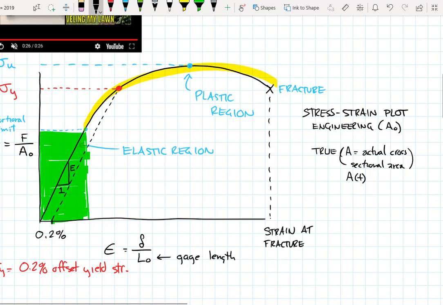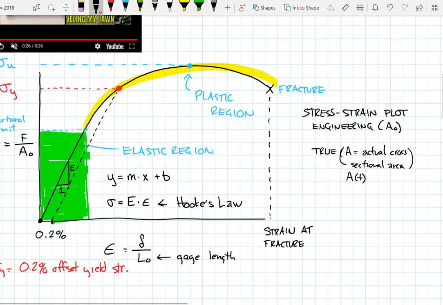So you know the equation of a straight line is y equals m times x plus b, where m is the slope and b is the y-intercept. The y-axis is sigma. The slope, the way I've defined it here, rise over run, is E over 1, so E. The x-axis is epsilon, so strain. And b, the y-intercept, we intercept y at 0 because when we have no strain, we have no stress. So that would be the equation, sigma equals E times epsilon. This is Hooke's law, and it relates stress to strain in the linear part of the curve here.